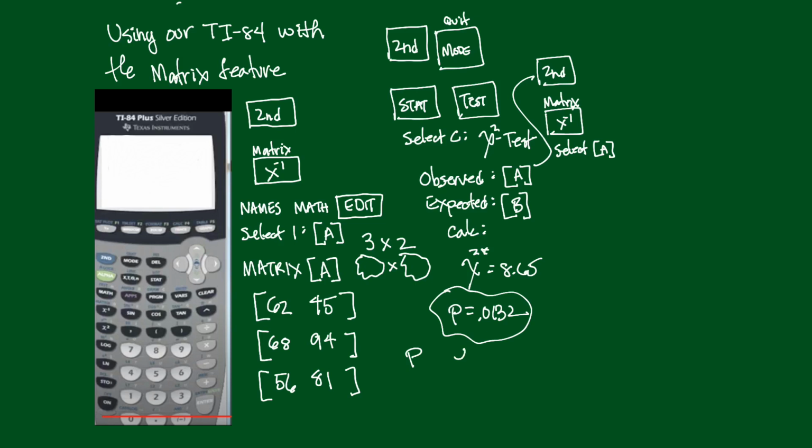So what do we do? P and alpha, let's compare them. P is 0.0132. Alpha, we were running this one at 0.05. So in this case, P is less than alpha. Do you remember what to do here? If P is less than alpha, you reject H naught.